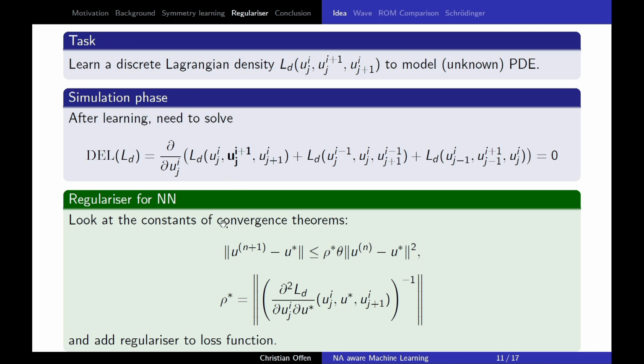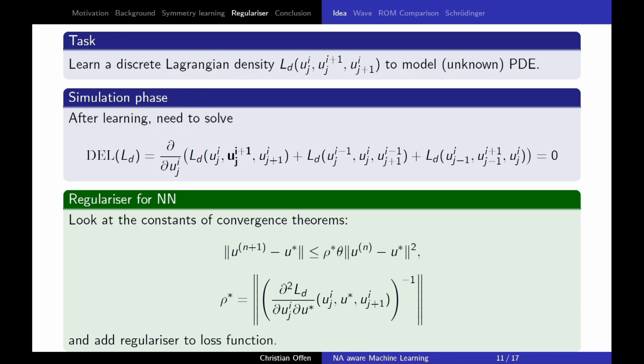Well, Newton iterations have a convergence theorem, right? So you know it will converge quadratically locally around a good guess. And then you look at these constants here. And one of the constants here is the smallest eigenvalue of this mixed derivative of the discrete Lagrangian density.